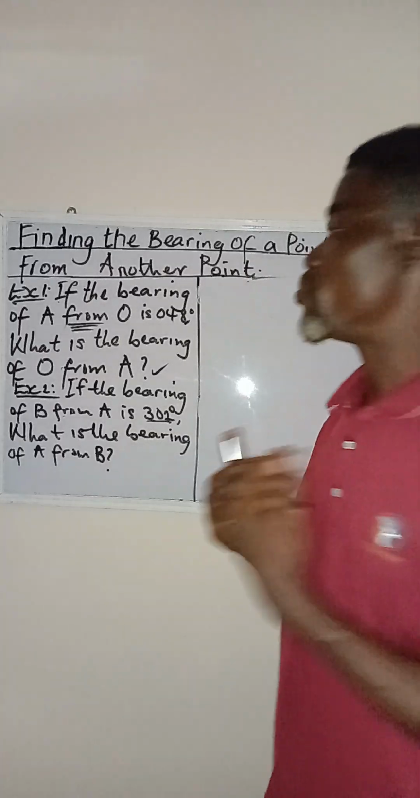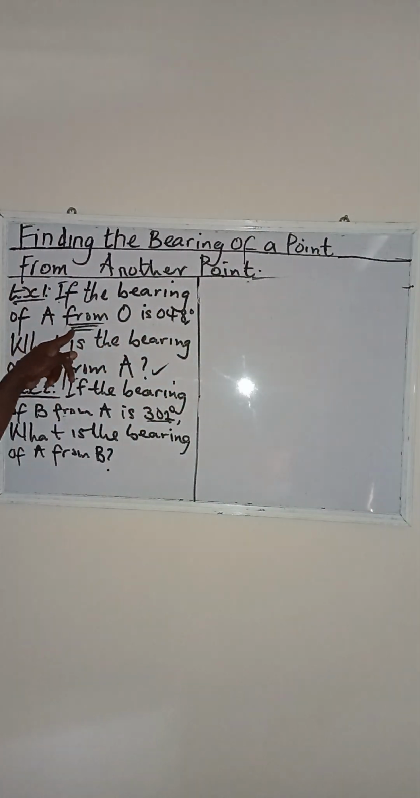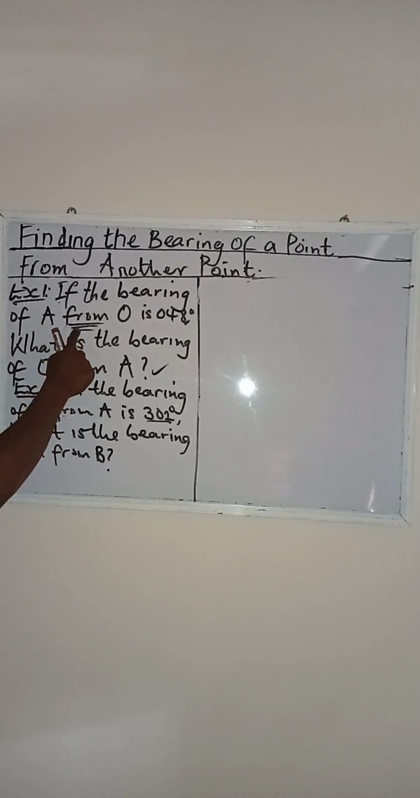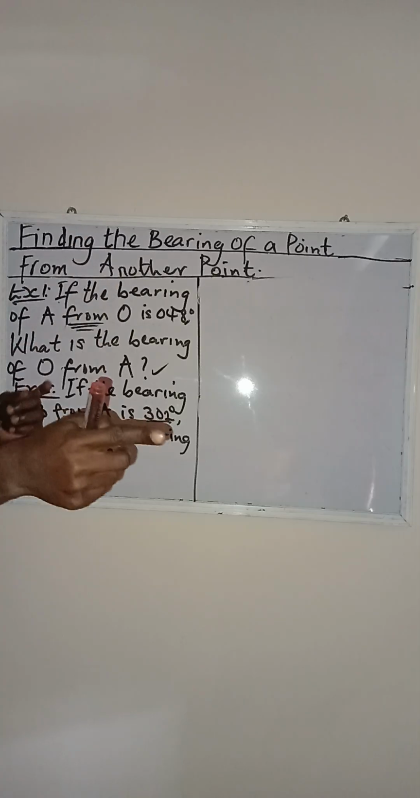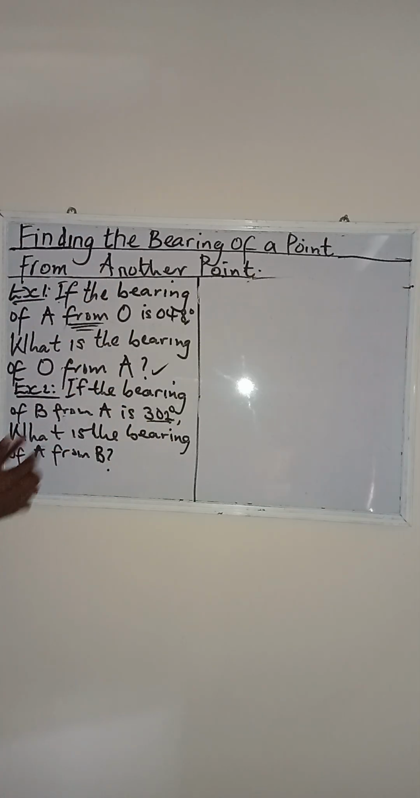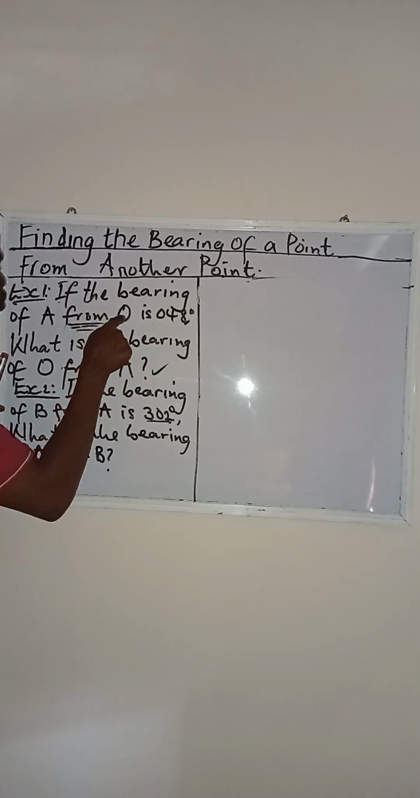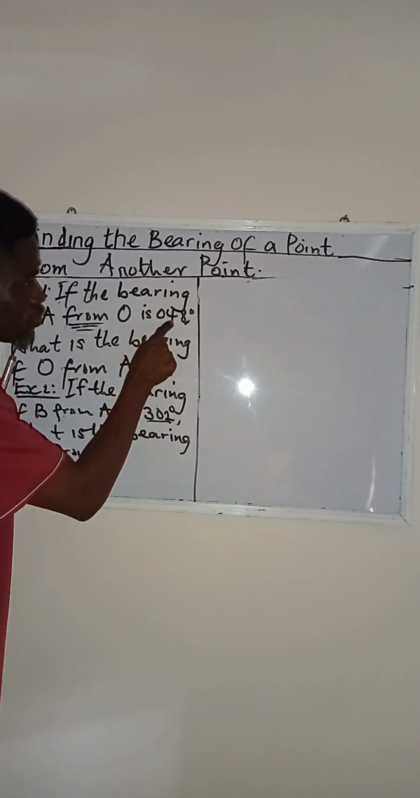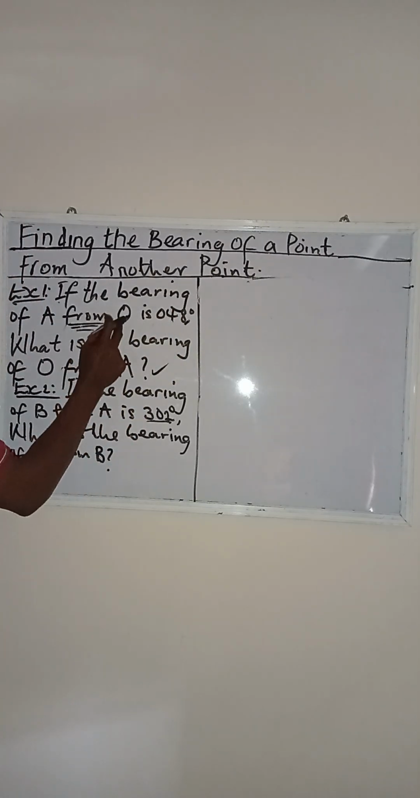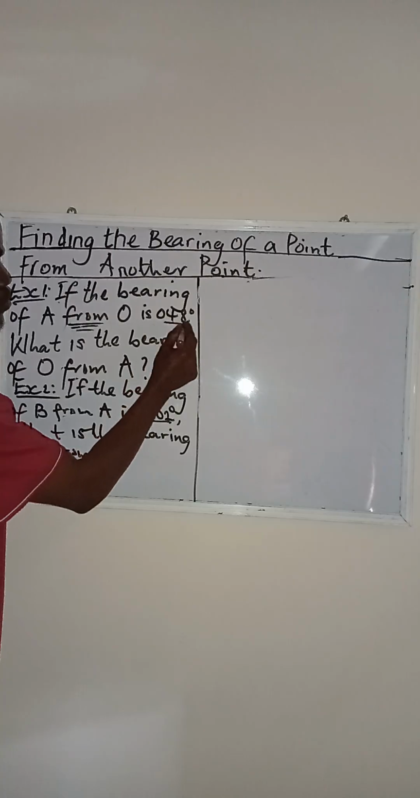Now when we are talking of bearing, the word "from" is very, very important when you are given a bearing question. Always consider the word "from". The word "from" means that the angle belongs to the point you are going from. So like this one, if the bearing of A from O is 048 degrees, it means that this angle belongs to O.